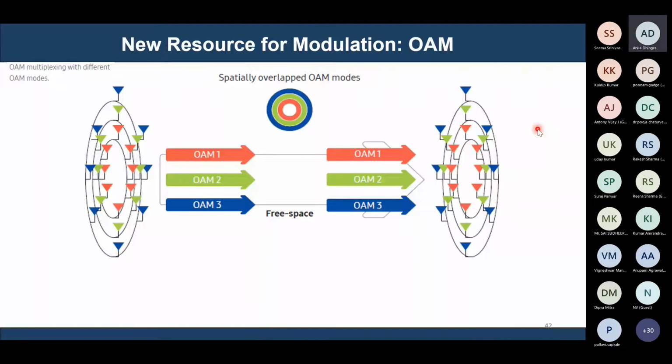This is my mode 1. If you look at the top view of a multiplexed wave, this is my mode 1, signal 1, this is mode 2, signal 2, this is mode 3, signal 3, right? These are transmitted, and at the receiver side all modes are demultiplexed and delivered.